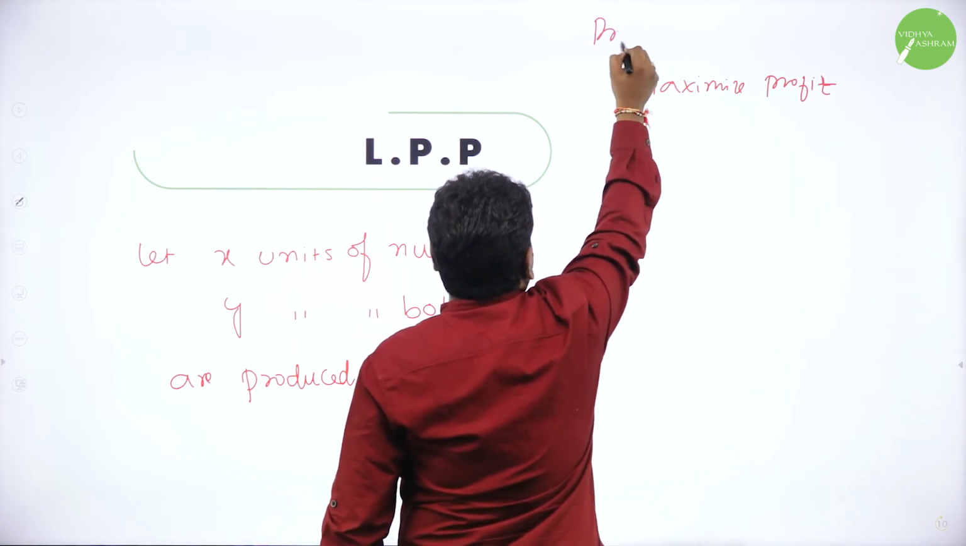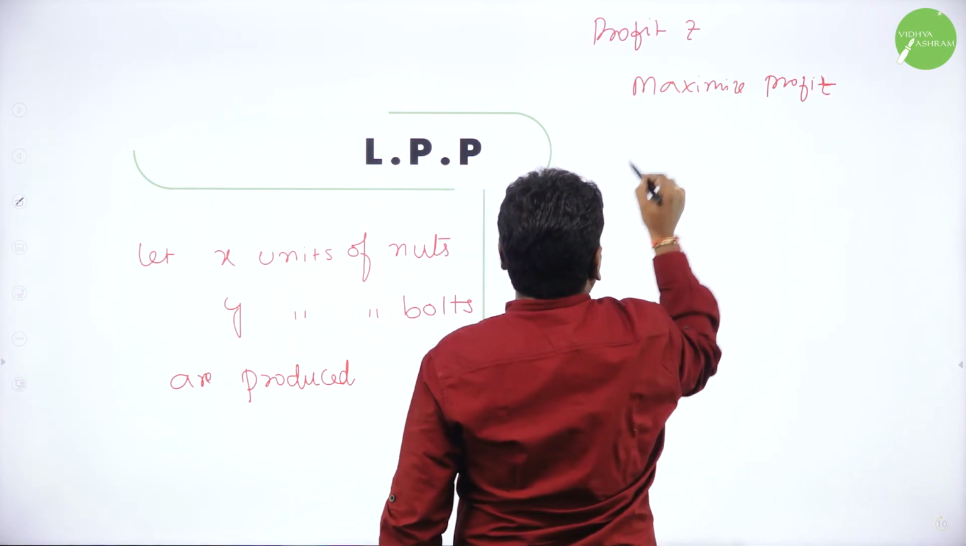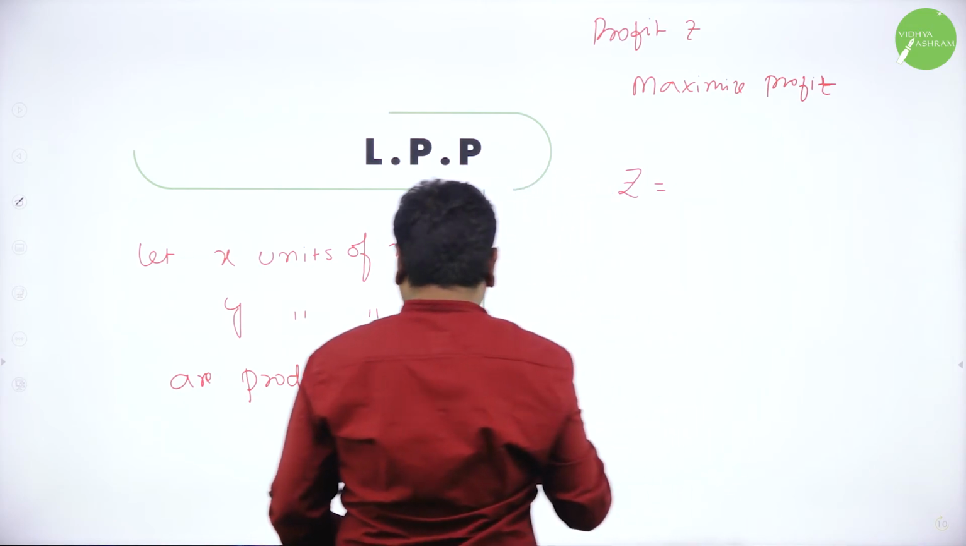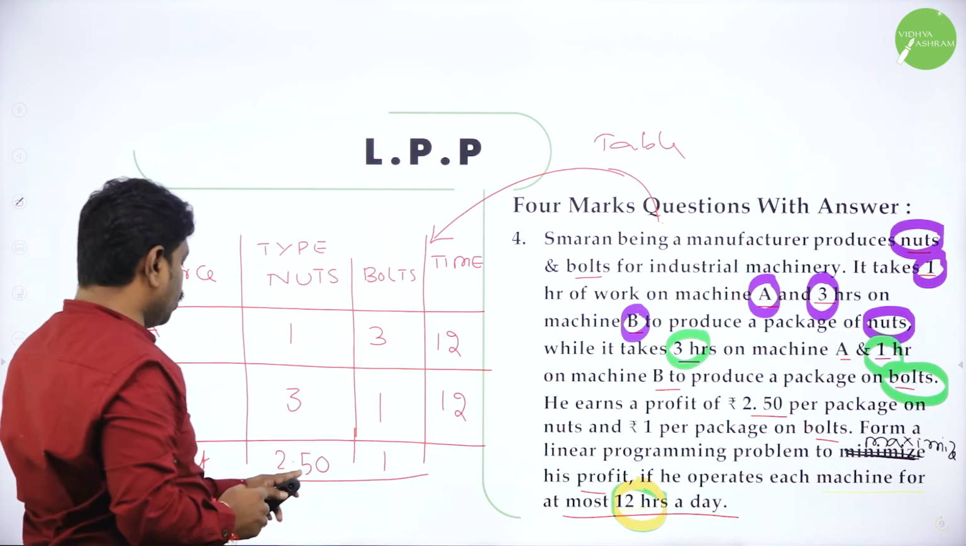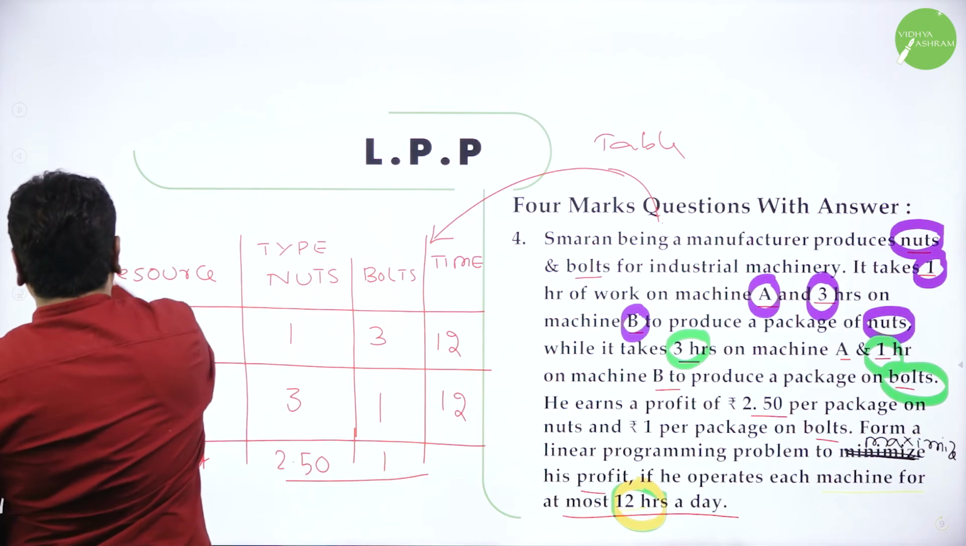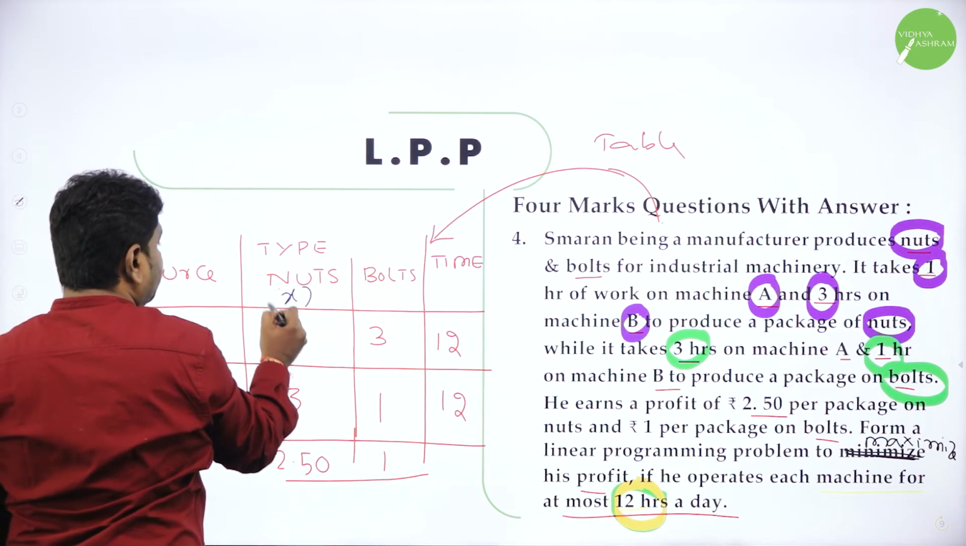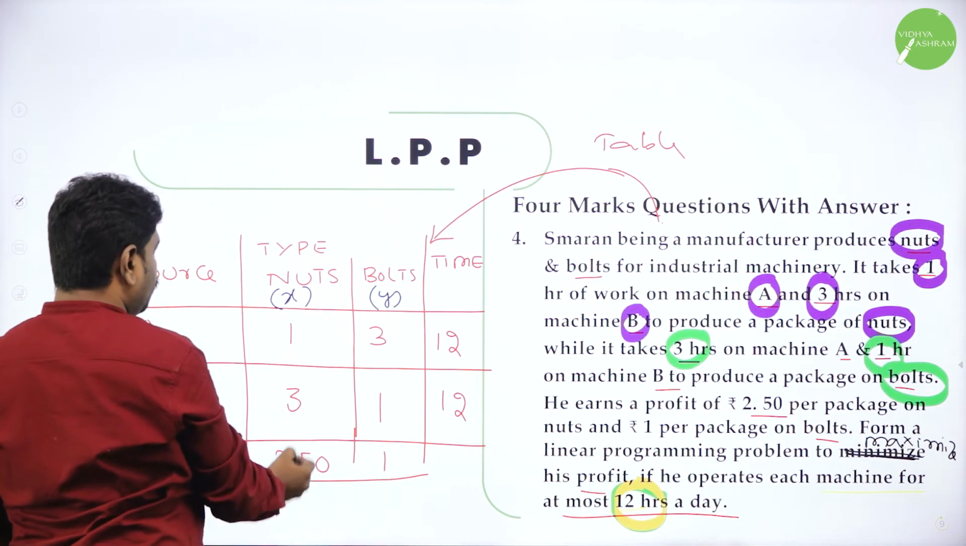So I'll take profit as Z. How to maximize profit? See, one pack of nuts gives you 2 rupees 50 paise. We are assuming we are producing x units of nuts and y units of bolts. So 250 into x.